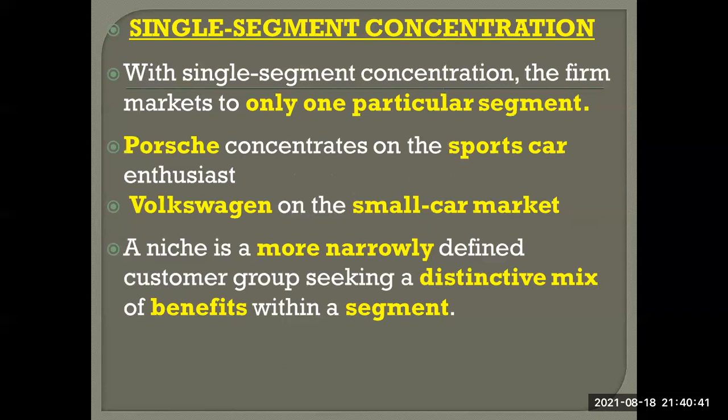Now next is single segment concentration. With single segment concentration, the firm markets to only one particular segment. These are the companies which would like to concentrate only on one particular type of customers. So Porsche concentrates on sports cars. Pulsar from Bajaj concentrates only on sports bike customers. Now they have diversified, but earlier when they launched, the target was sports bike customers.